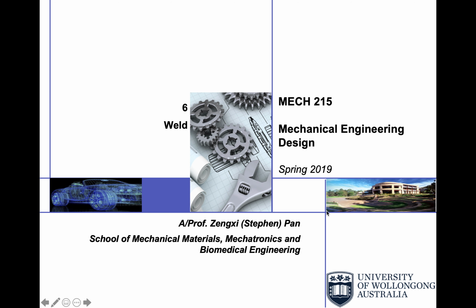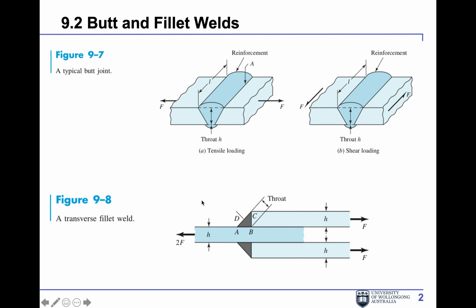Hello everybody, this is video number 6 for MECH215 and today's topic is about weld structure. So we mainly focus on two types of welds, the butt welds and the fillet welds.